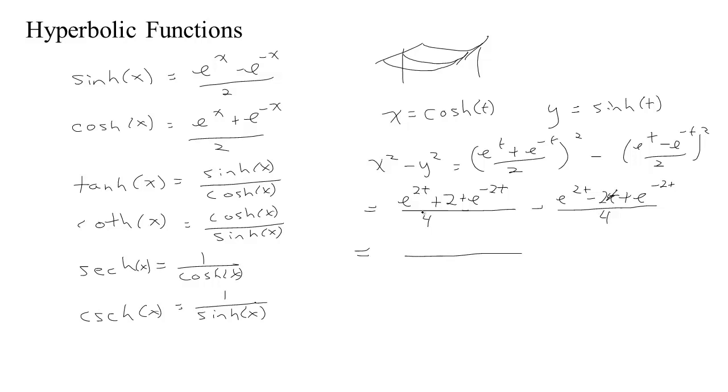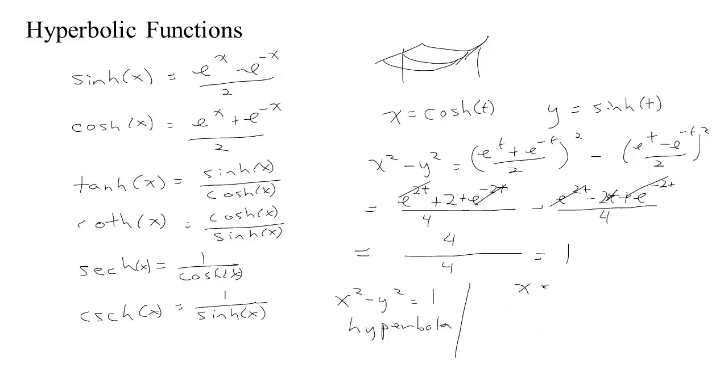If I combine these, I have e to the 2t minus e to the 2t, so those are going to cancel. I have e to the negative 2t minus e to the negative 2t, so those are going to cancel. And I have 2 minus minus 2, that makes 4. So I have 4 over 4, which is 1. So the equation x squared minus y squared equals 1 is the equation of a shape called a hyperbola. And that explains why these are called the hyperbolic sine and hyperbolic cosine, because they satisfy the equations of a hyperbola.